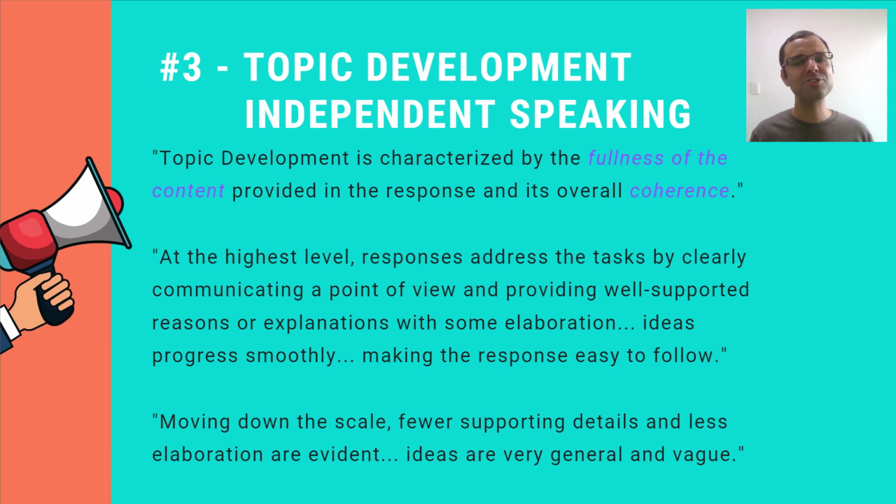Next, it provides well-supported reasons or explanations. So you need reasons for your main point. Now, note that it uses the plural form, reasons or explanations. This tells me that you probably need 2 reasons. 1 reason, not enough. And then look at the next part, with some elaboration. So not only do you need to give 2 reasons, but you need to elaborate on those reasons.